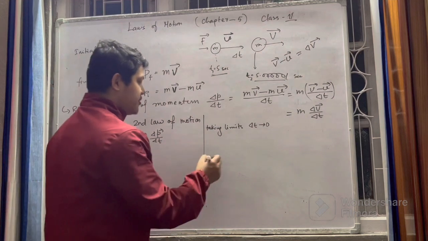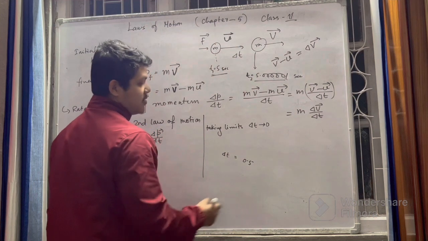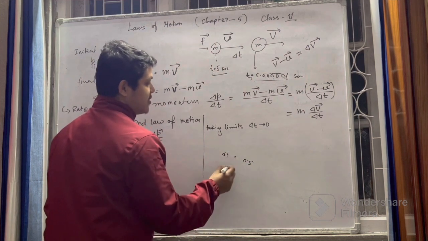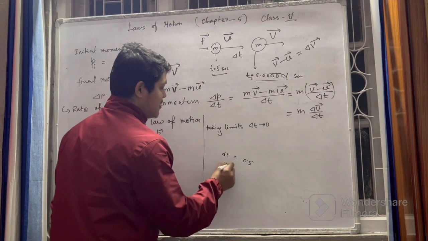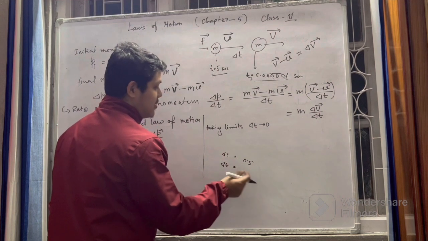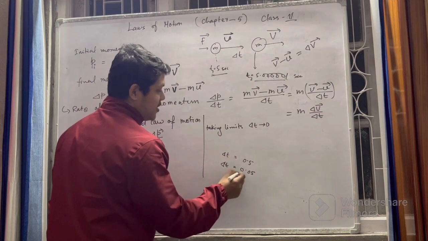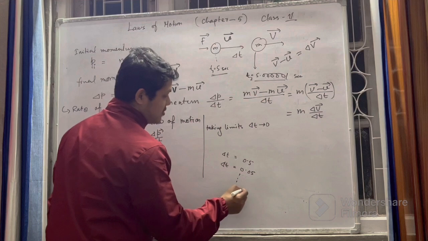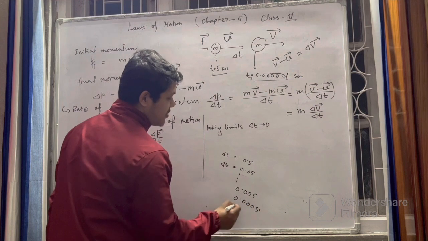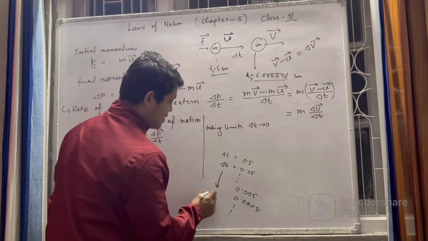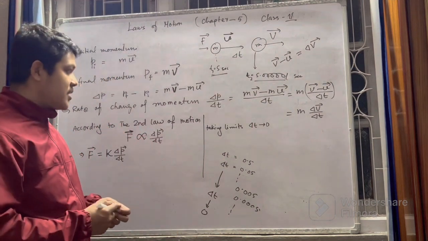Okay, so now you see, suppose you have time interval del t equal to 0.5 second. If you take a smaller time interval than this del t, suppose now you have taken 0.05, and if you reduce it more to 0.005, then again 0.00005, and so on, then we say del t tends towards 0, right? So hope you have understood this concept.